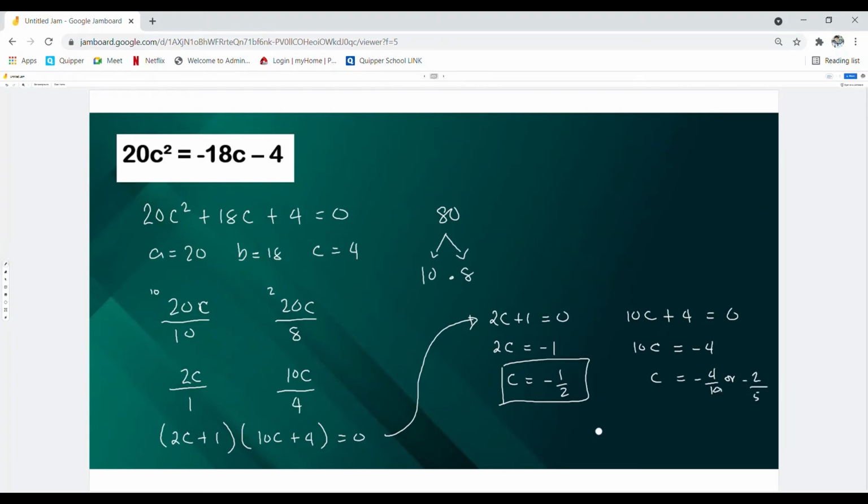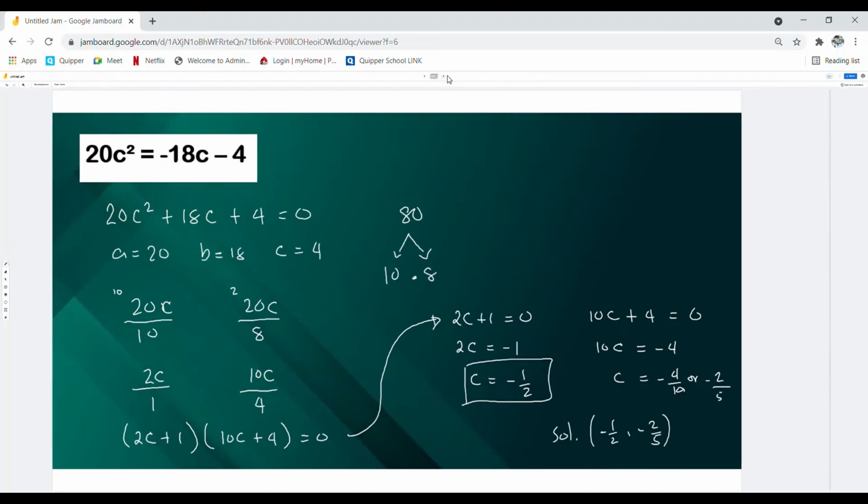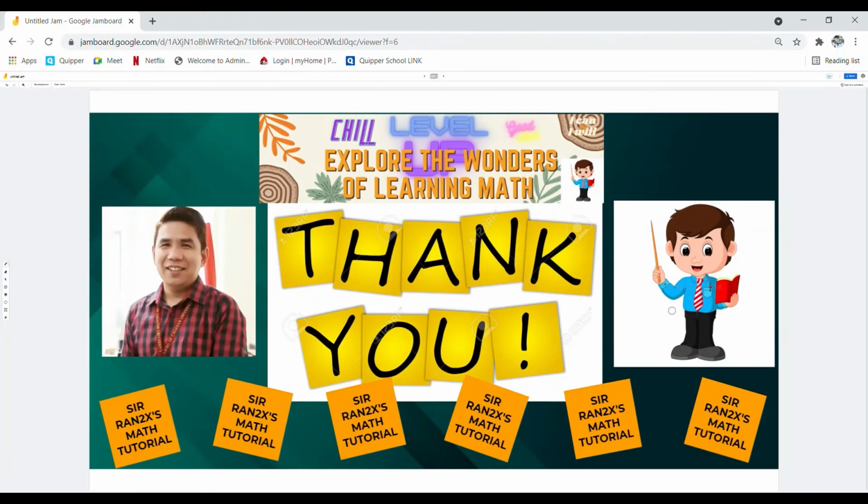So your solution is negative 1/2 and negative 2/5. These are your roots. I think that's how simple it is. You get it already. Now let's find out next time what are the other ways of factoring, which is part 4 of these lessons that we have here as posted in the channel.